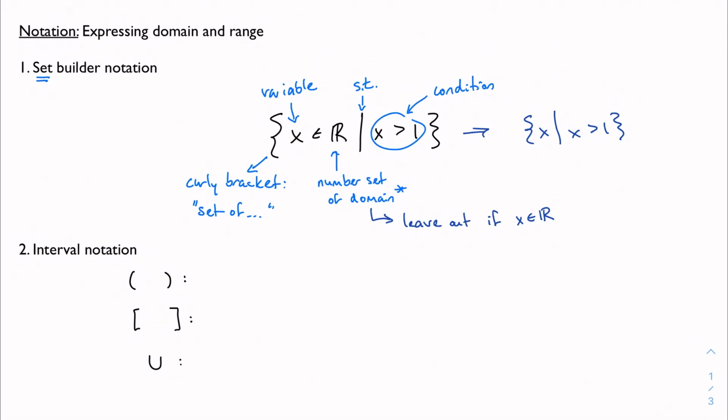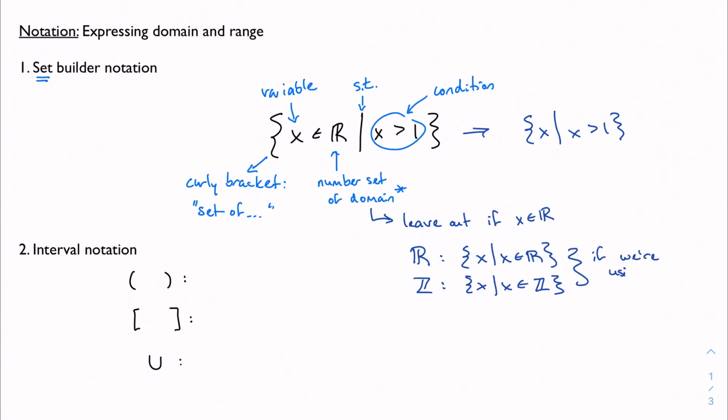If my domain or my range is an entire number set, so maybe I wanted to just talk about the real numbers, then it's a little bit redundant. I'm just actually going to say x such that x is a real number. Right? I can do this with the integers. I can do this with any sort of number set. But this is kind of my special thing for if we're referring to an entire set of numbers.